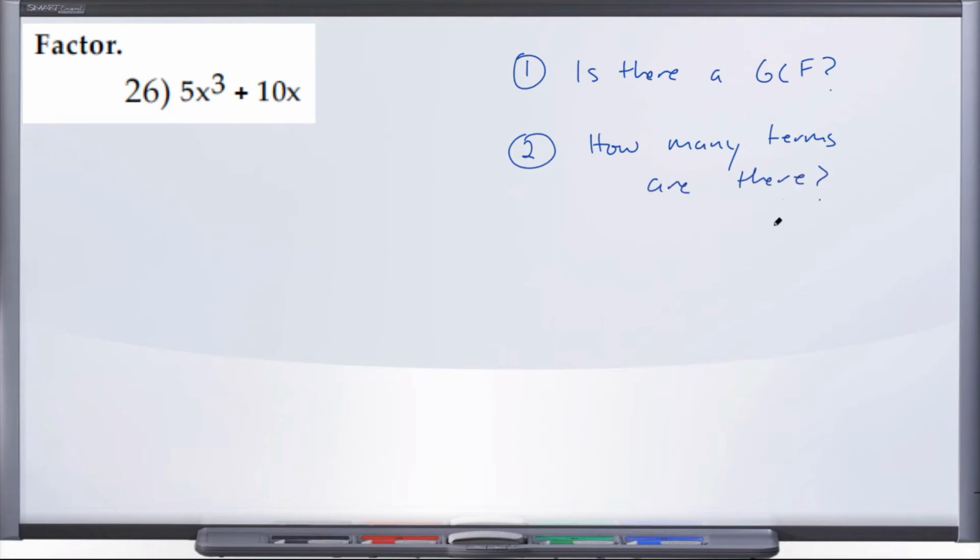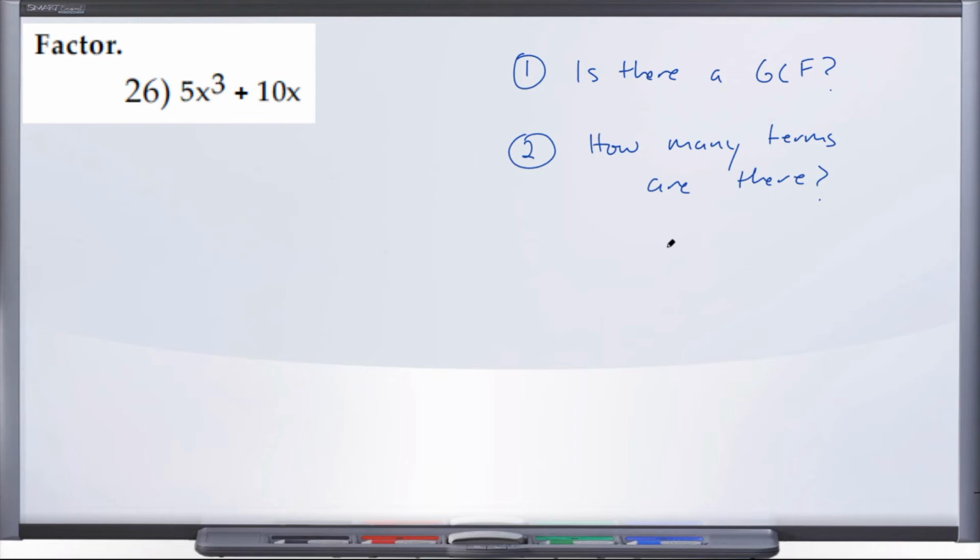And the reason you want to ask yourself these two questions is because, first and foremost, it's going to help you to determine what method of factoring to use. So once you take out your GCF, if there is one, then you ask yourself how many terms are there. If there are two terms, you want to look for the difference of squares, or you want to be looking for the sum or difference of cubes. If there are three terms, meaning a trinomial, you want to use the AC method or the scissors method or the trial and error method for factoring. If there are four terms, you want to use grouping.